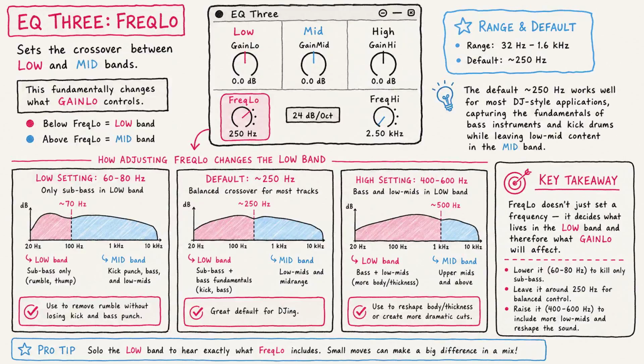The default 250 Hz setting works well for most DJ-style applications, capturing the fundamental frequencies of bass instruments and kick drums while leaving low-mid content in the mid-band. However, adjusting FreqLo can dramatically change EQ3's character. Setting it very low, 60 to 80 Hz, lets you kill only the sub-bass while preserving the punch of kick drums. Setting it higher, 400 to 600 Hz, creates more dramatic low cuts that thin out the entire bottom end of a mix.